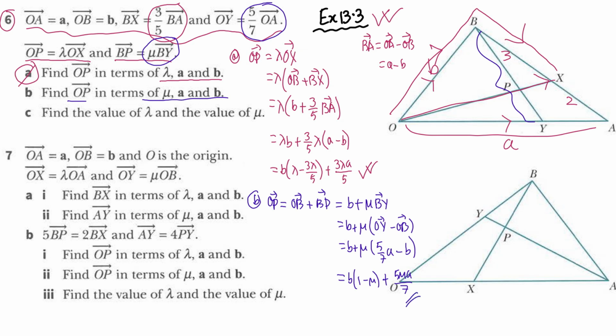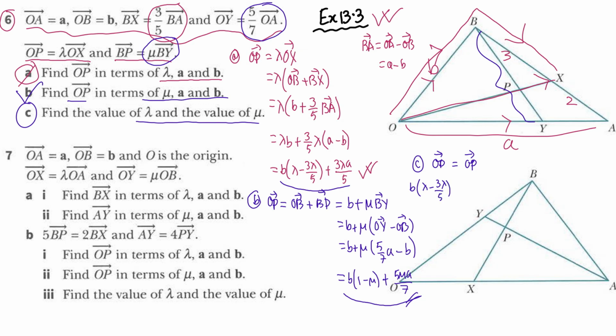Okay, and the third question, similar type. The question is asking us to find lambda and mu. So you already have two expressions for OP, from part A and part B. If we equate OP from A and B, then we would get the answer. So OP equals OP: one OP from answer A, another OP from answer B. One OP in terms of lambda, another OP in terms of mu. If we write the whole thing together, we get 3 lambda by 5.